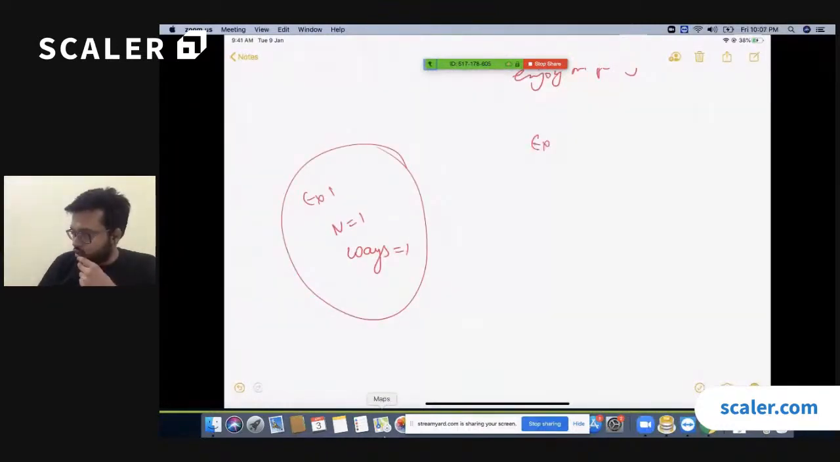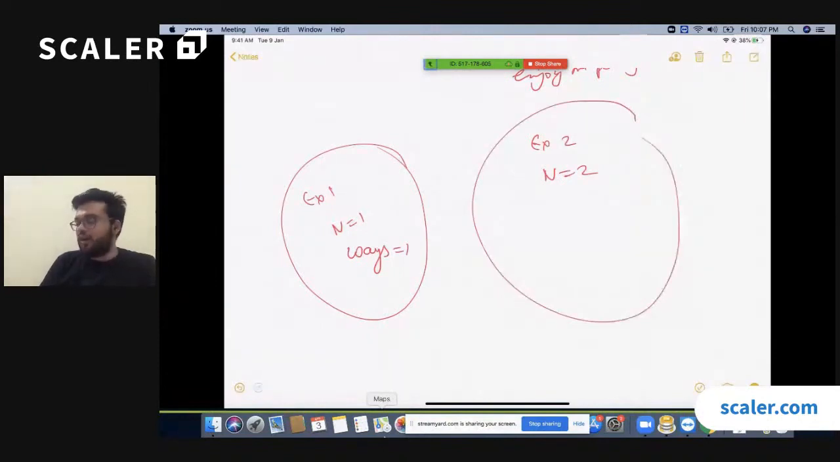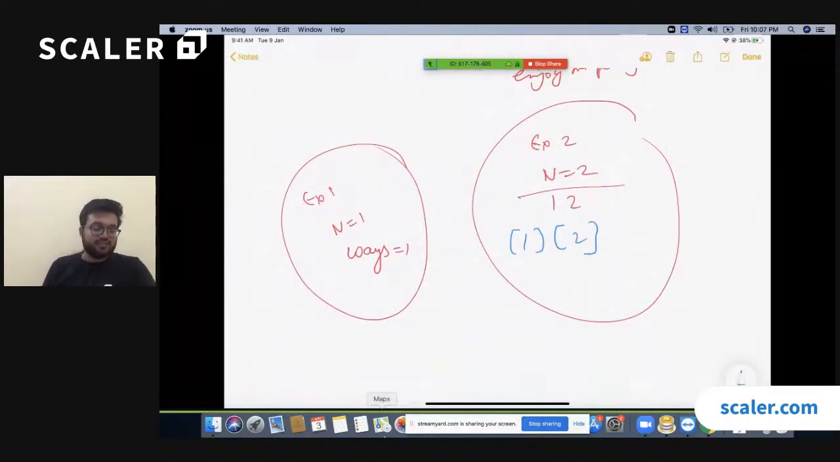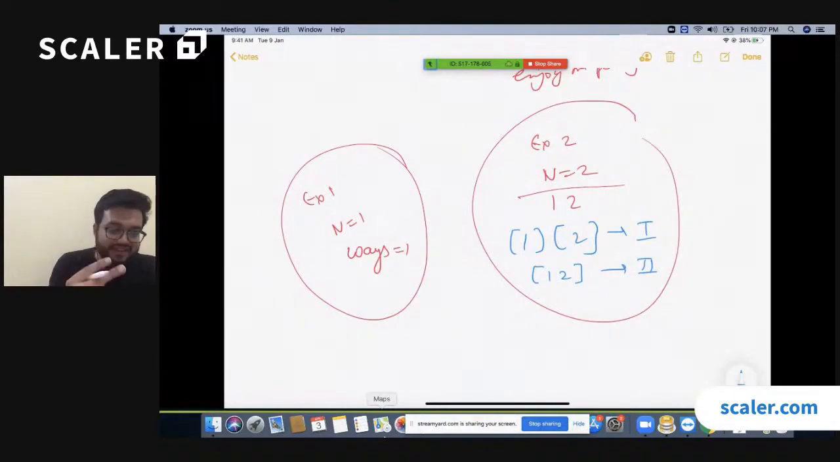Now let's say there are two people. Example 2, N equal to 2. There are two people in the party, let's say number 1 and number 2. What are the ways that these two people can enjoy the party? One way would be that person 1 is enjoying the party all alone, and person 2 is also enjoying the party all alone. This is one way. The second way would be that persons 1 and 2 have paired up and they are enjoying the party together. Does that make sense? Are there two ways here? The answer to this problem would be 2. The number of ways would be equal to 2.